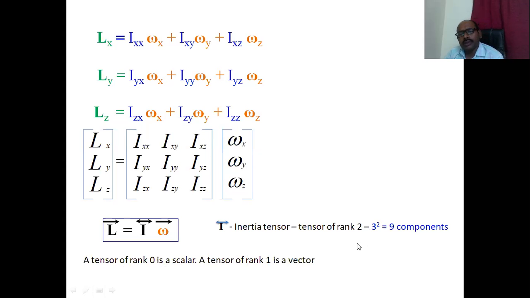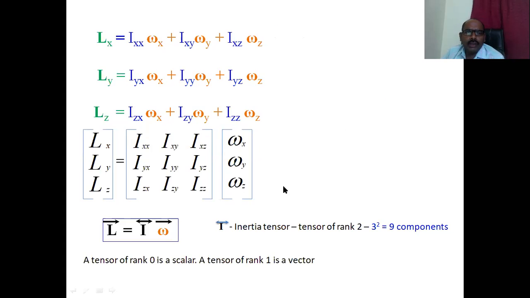Okay. So in order to know the number of components of a tensor in generalization, if the tensor's rank is small r, and if the degrees of freedom is small f, the total number of components we can write as small f power small r. So the degrees of freedom power the rank of the tensor gives the components.